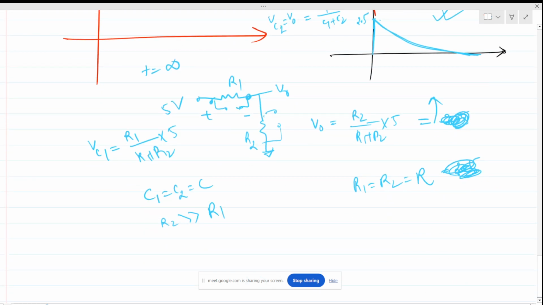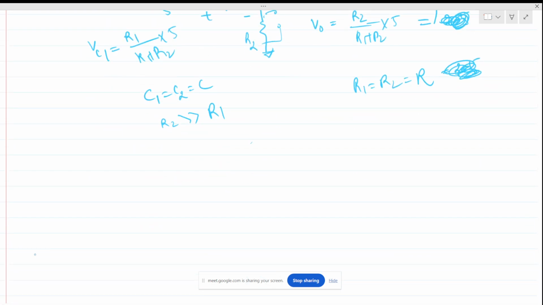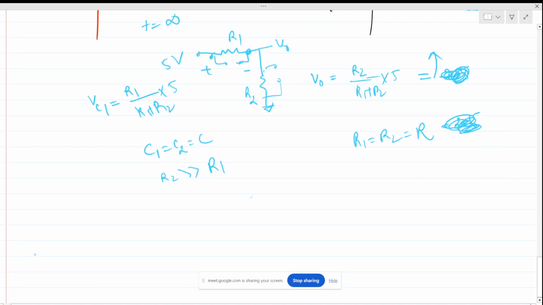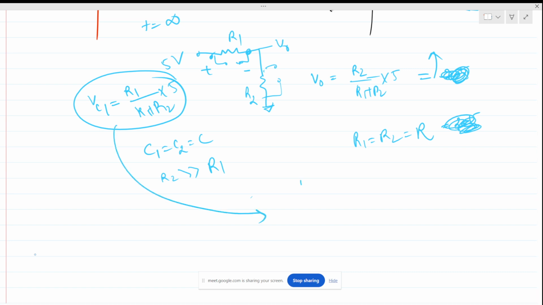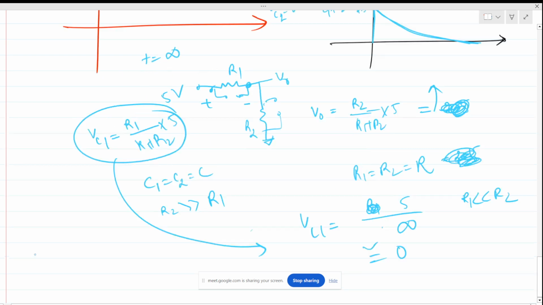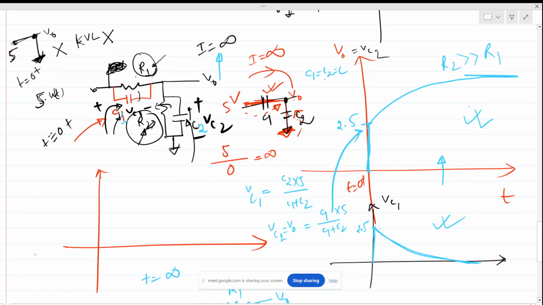Let's make some interpretation. At steady state, VC1 will be this, right? At t equals infinity, R1 is very much less than R2, so this will be nothing but 5 by almost infinity, so this will be 0. Actually, this capacitor is discharging. Both capacitors are charged to, let's say, 2.5 volt at t equals 0. Then this capacitor is discharging and this capacitor is charging more.